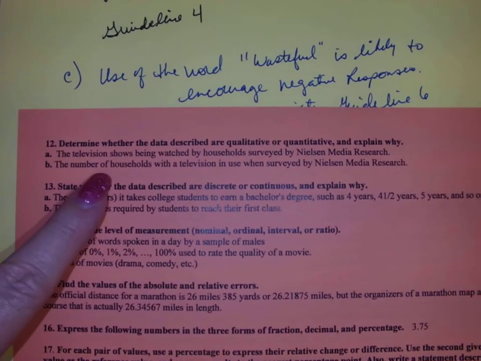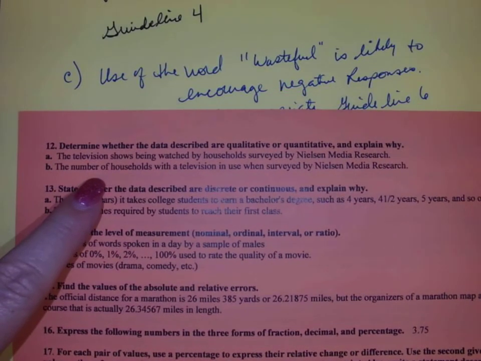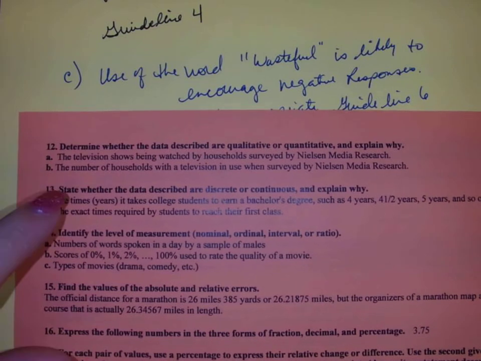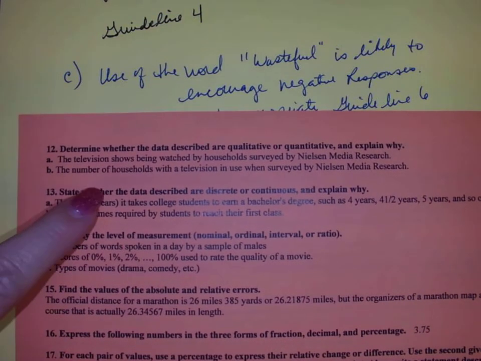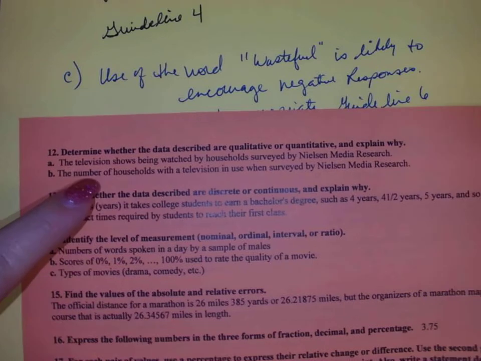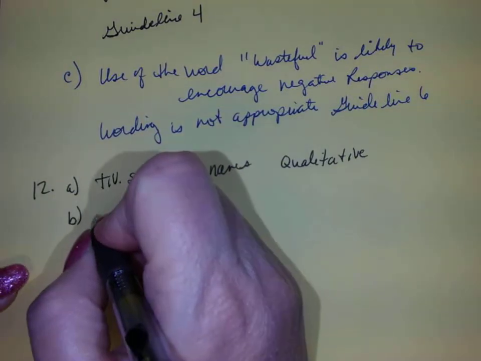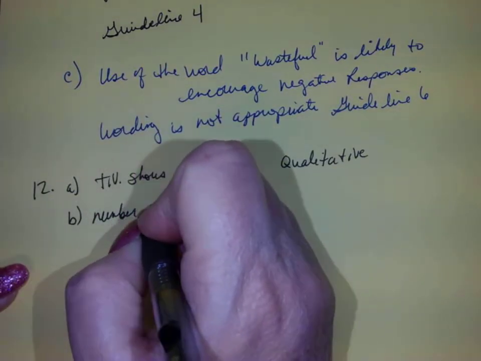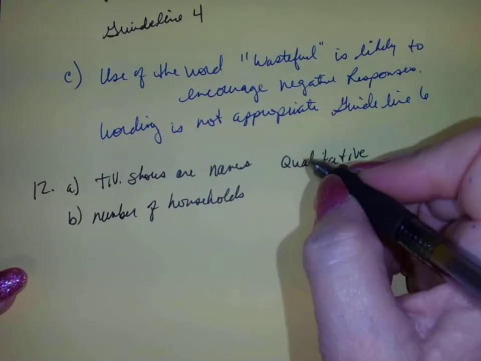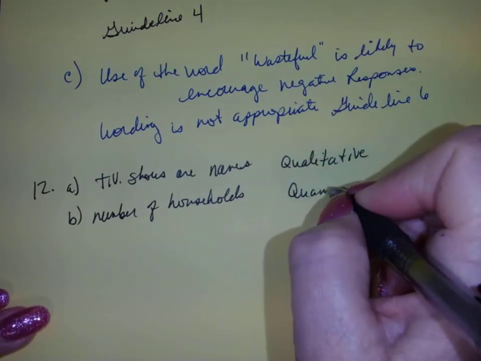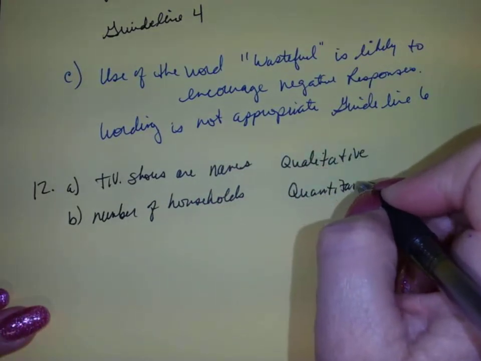Part B says the number of households with a television in use when surveyed by Nielsen Media Research. So the number of households with a television, well, that's a number and we can count that. So the number of households will be quantitative because we can count them.